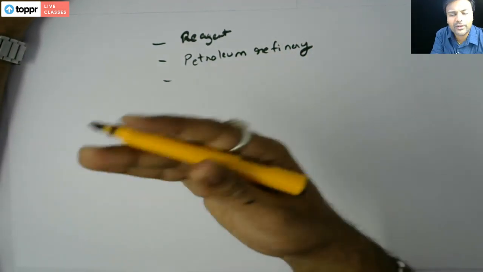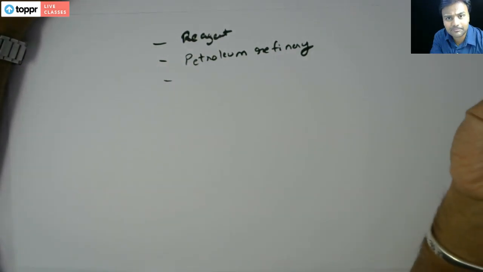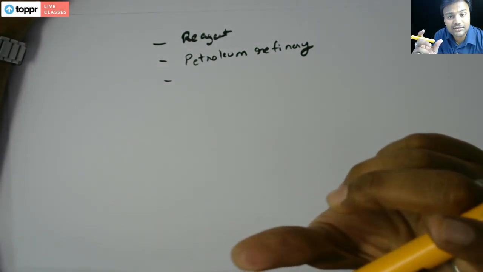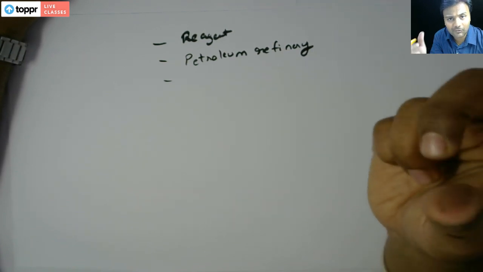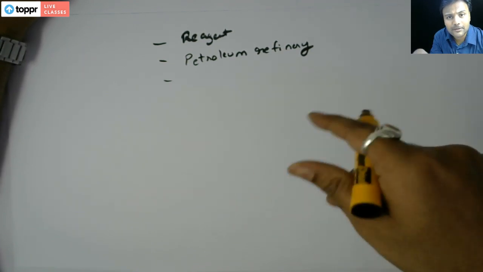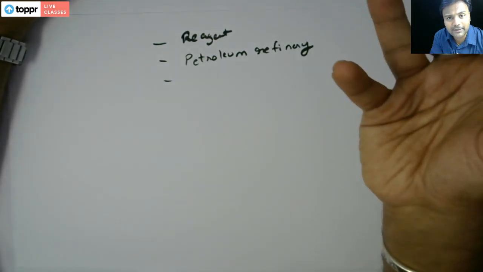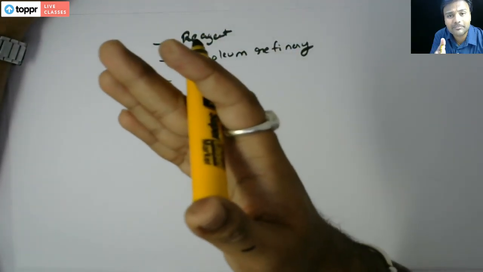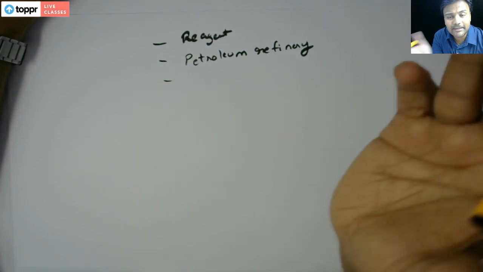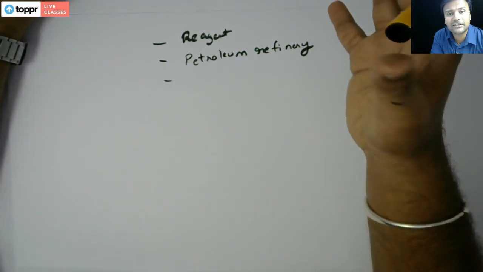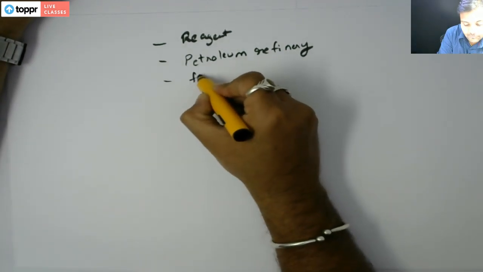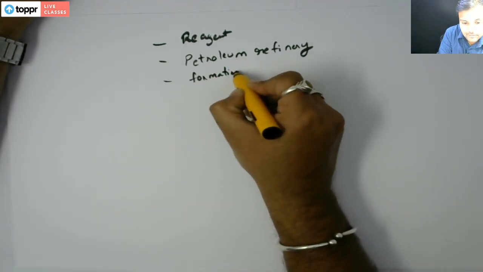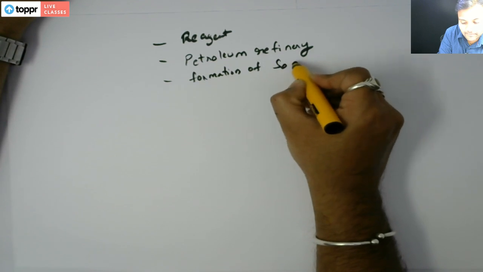Then where have you come across it? Have you heard about the reaction saponification? What is saponification? Formation of soap. Soaps are sodium or potassium salts of fatty acids. Fatty acids when treated with sodium hydroxide or potassium hydroxide form soap. So, formation of soap, or soap making.